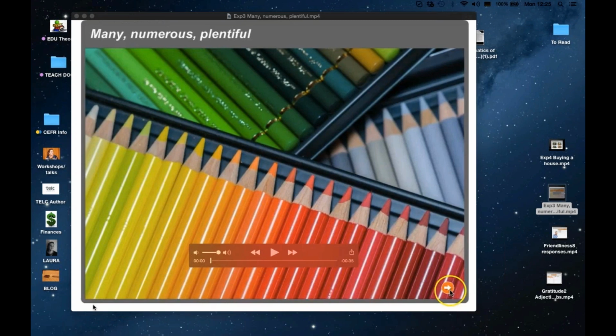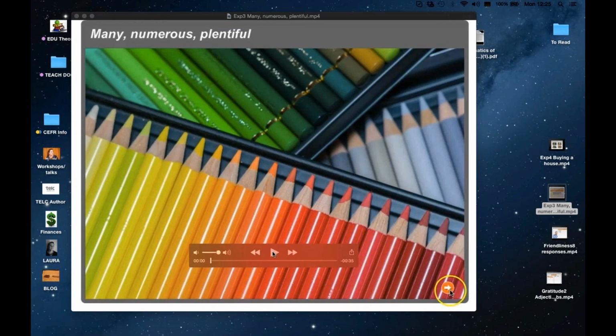So this is Expectation, Module 3, Many, Numerous, Plentiful is the title. So again, you can see lovely, beautiful images and colors here. There's a lot of discussion you can do. So what I would get you to do is, we'll just have a look. And the thing is, which adjective doesn't fit? So for this, if I had a small class, I'm going to get them just to shout out the answers.